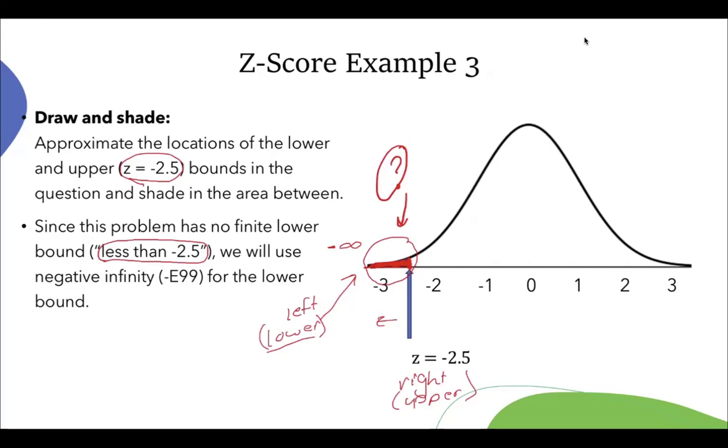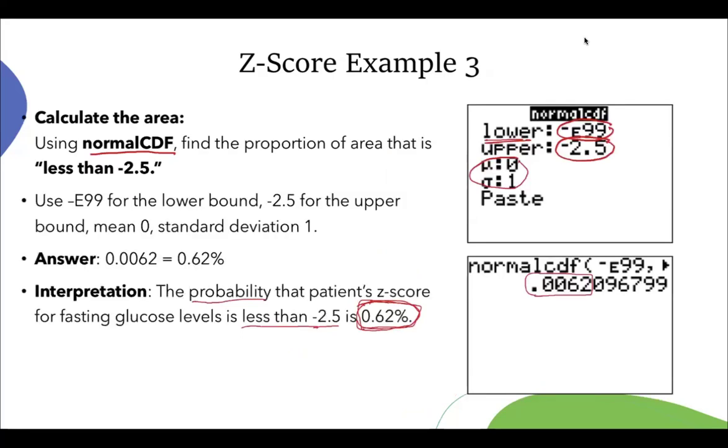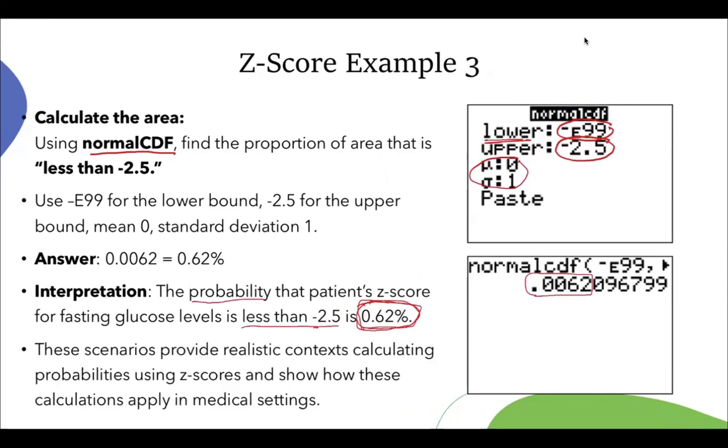When the calculator gives you an answer, you should have an expectation of what a reasonable answer should be. So while we do rely on the calculator for a lot of our answers, we do have to understand why or why not it's a reasonable answer, and make sure that we're correct when we do this on an assessment. These scenarios provide realistic context for calculating probabilities using z-scores and show how these calculations apply in medical settings. So those were 3 examples on your homework. You have a couple more to do.